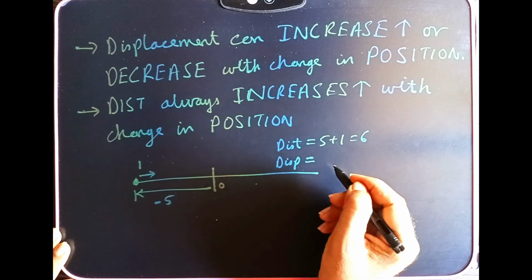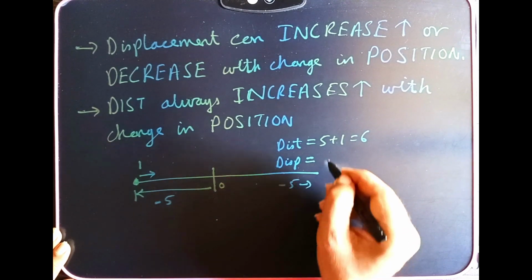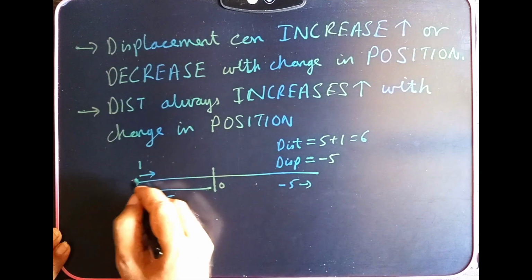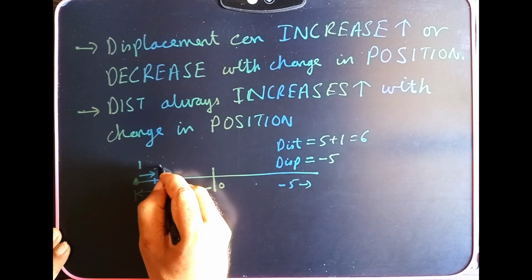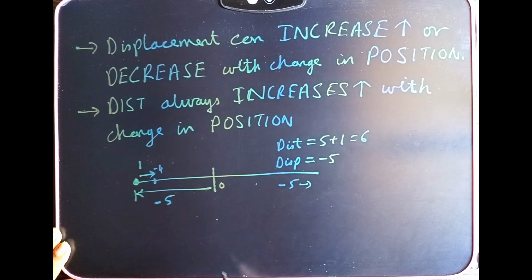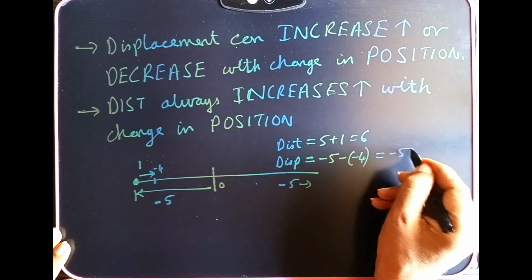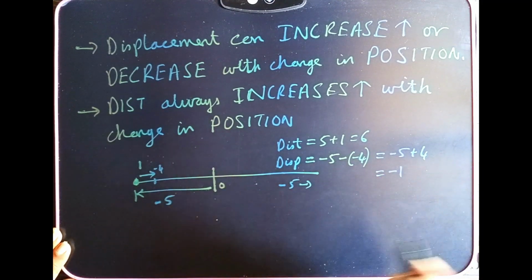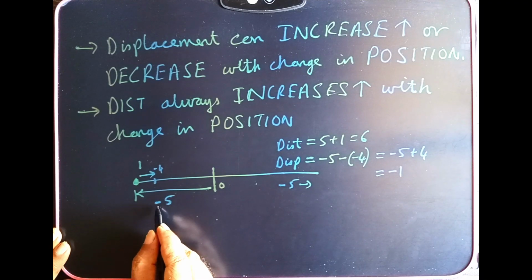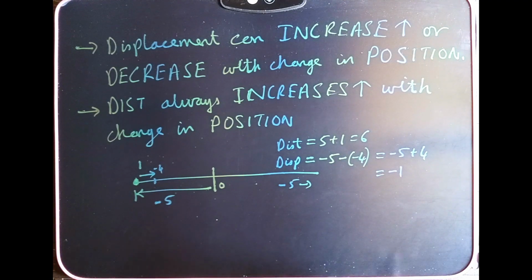But displacement was initially minus 5, and it moved to the right 1 unit. It moved to the right 1 unit, which means this was actually minus 4, right? Because it moved 1 unit. So minus 5 plus 1 becomes equal to minus 4. So you see here that the displacement, which was minus 5 initially, has become minus 4. That means displacement has increased in the positive sense because it is moving in the positive direction.